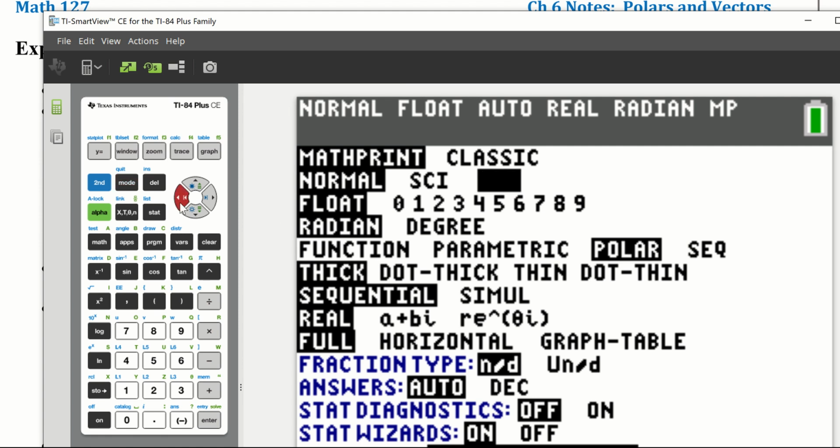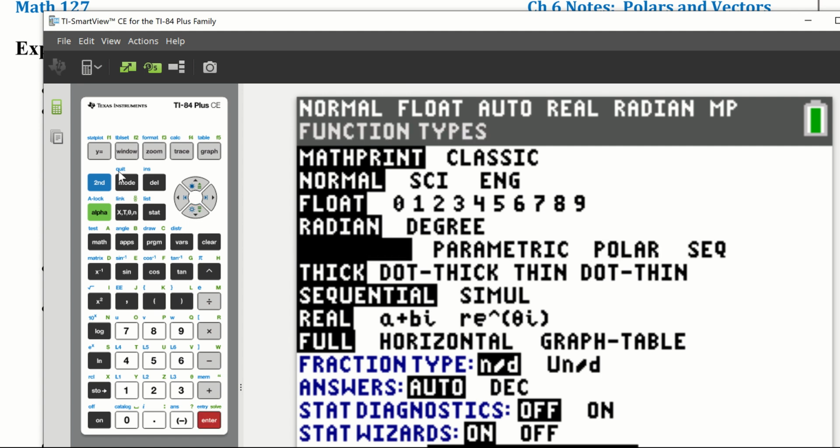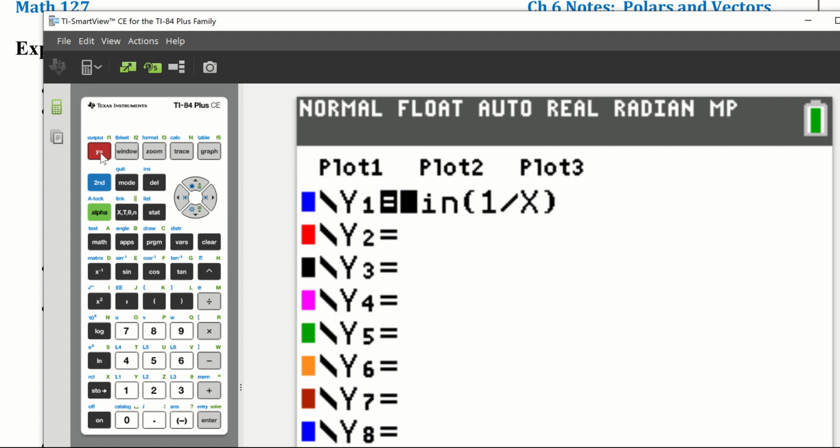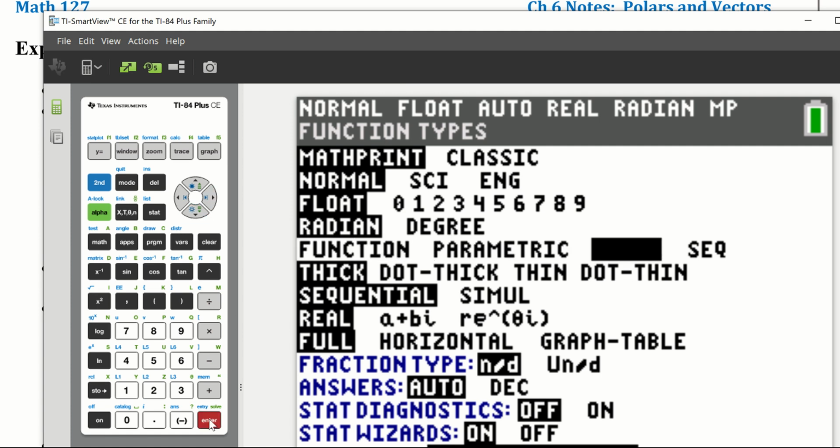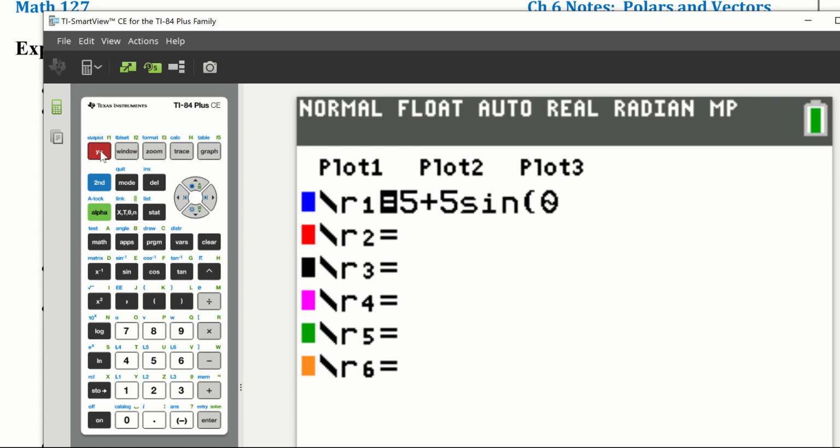By the way, if you ever want to go back to normal graphing, what you would need to do is go back and highlight function. And if you wanted to do that and you went back to up here, you notice it says y equals. But if I want to do polar, this is where I would change it. And then when I graph, you'll notice, this is from the cardioid that we did in the 6.4 video.